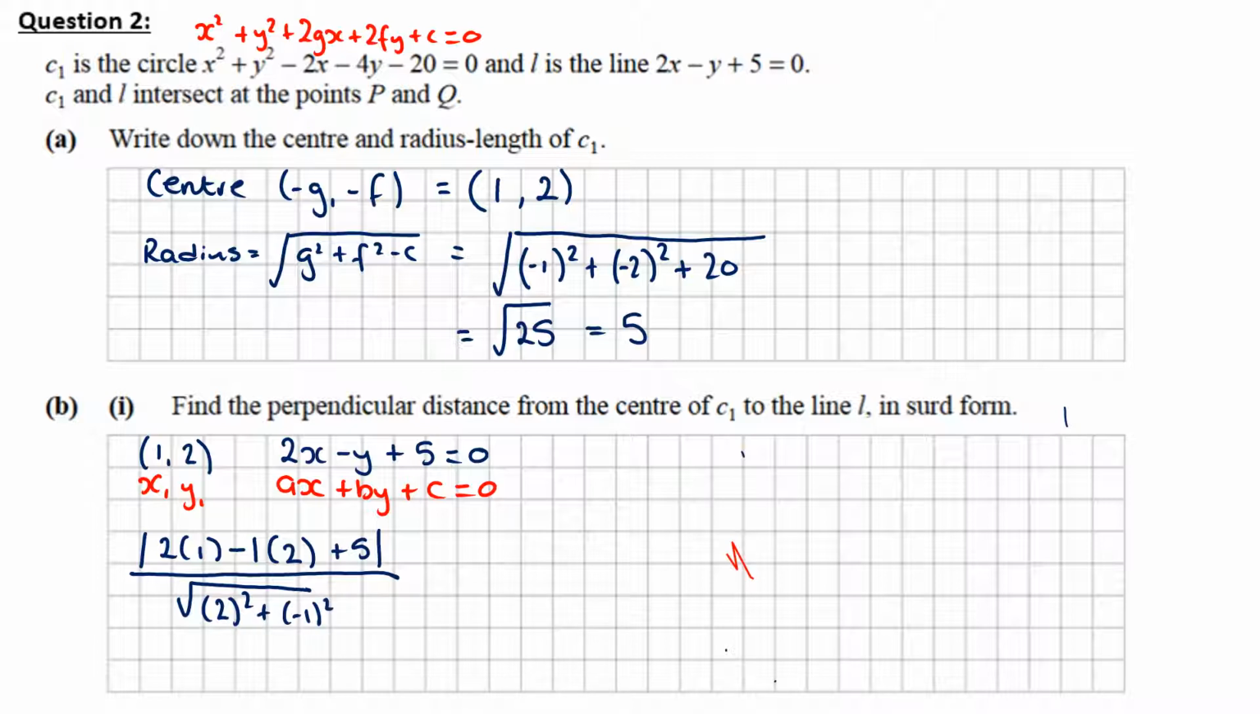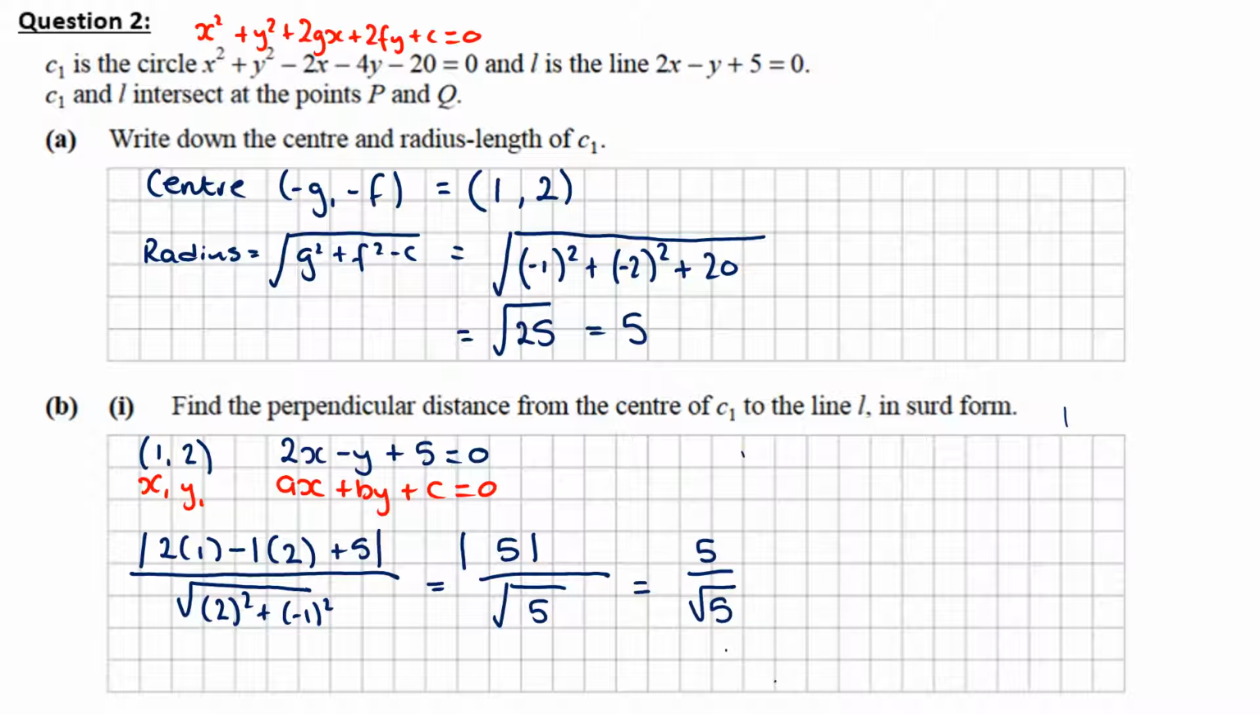They want it in surd form. So our bottom line here will be square root of 5. We'll leave that as is. And here we get 2 minus 2 plus 5. So we get the absolute value of 5 over root 5. The absolute value of 5 is 5 because it has to be positive.